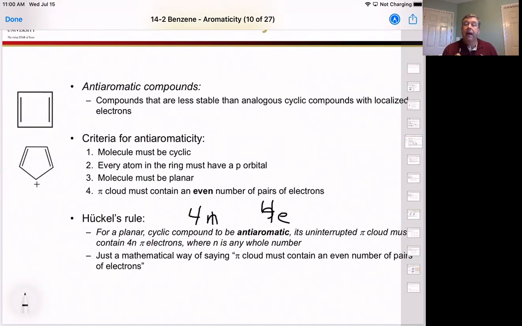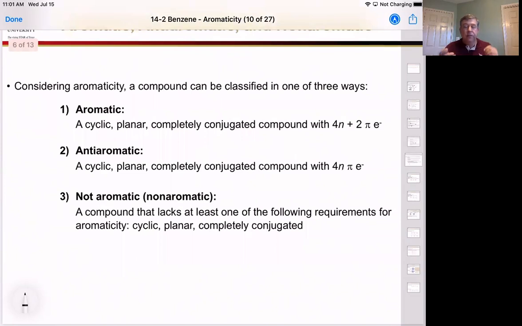So that means anti-aromatic compounds have an even number of electron pairs. Aromatic is an odd number of electron pairs. Anti-aromatic is an even number of electron pairs. What if you break any one of these 4 rules? If you break any one of these 4 rules, you cannot be aromatic or anti-aromatic. That makes you non-aromatic.